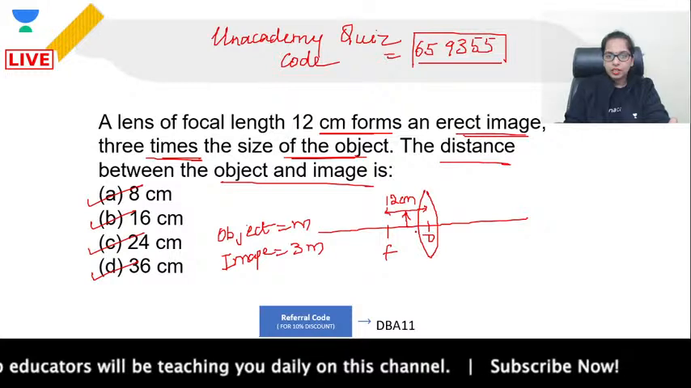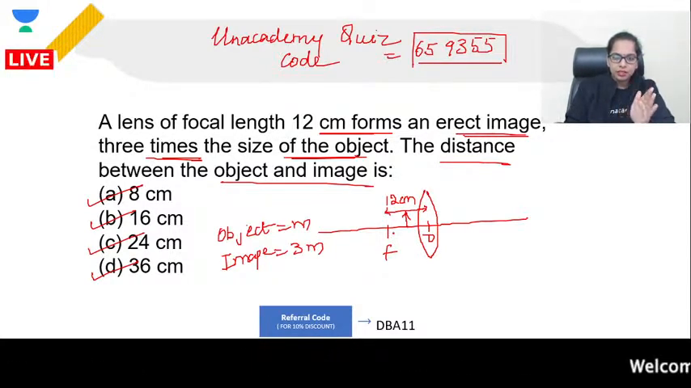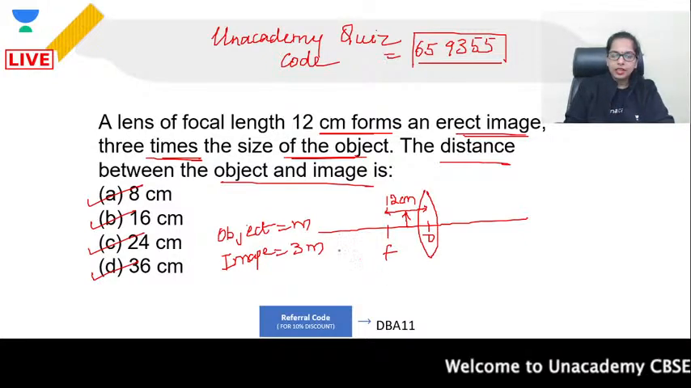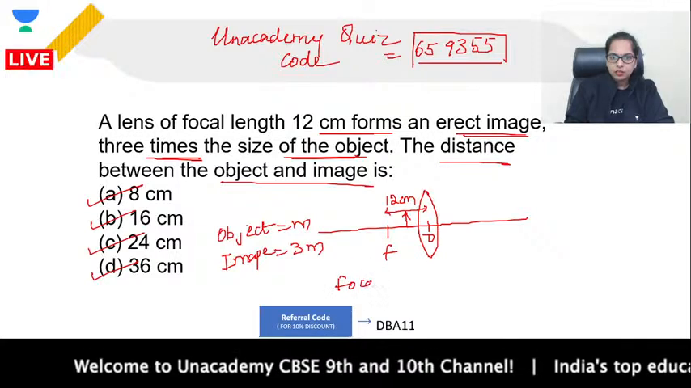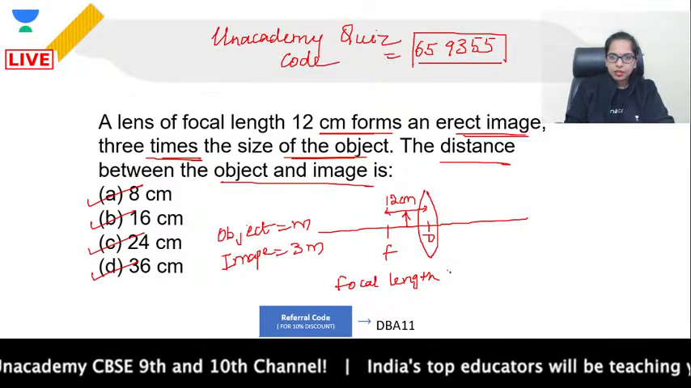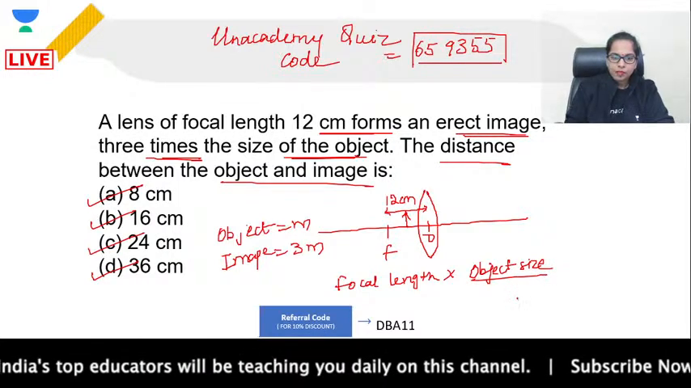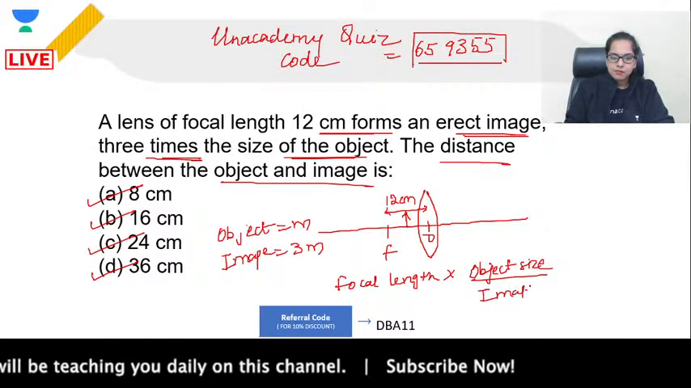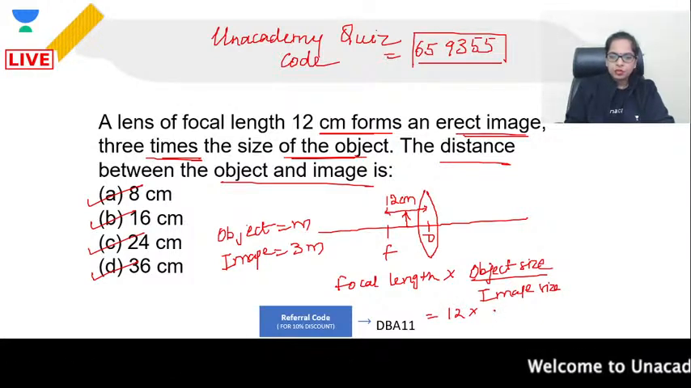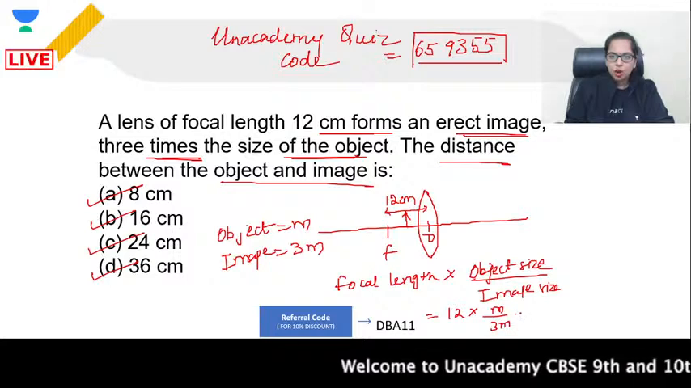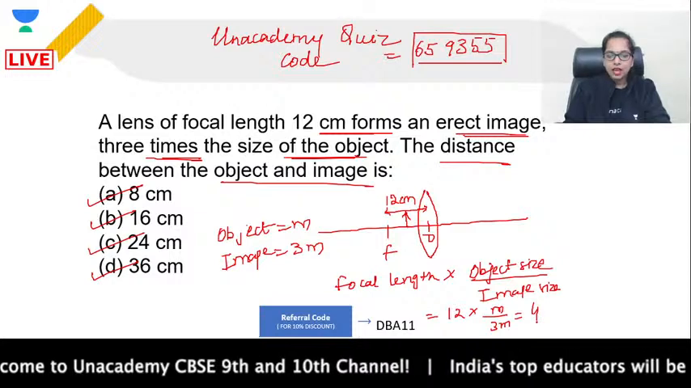So what we will do over here? We cannot do it half because we don't know exactly where it is. Okay. But somehow we have some idea. So lens to the object distance will be how much? Focal length into object size upon image size. So how much will it be? 12 into m by 3m. So how much will it be? 4. Okay, it will be the distance between the lens and the object.